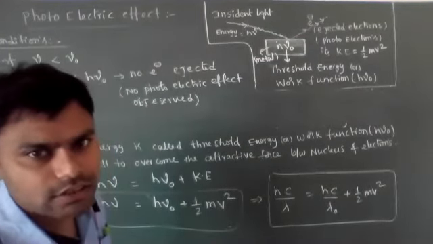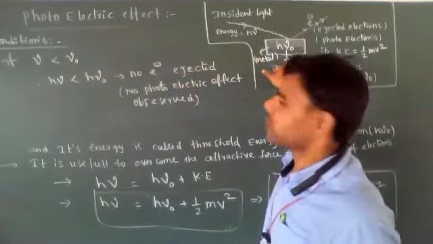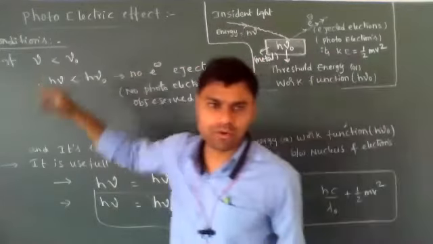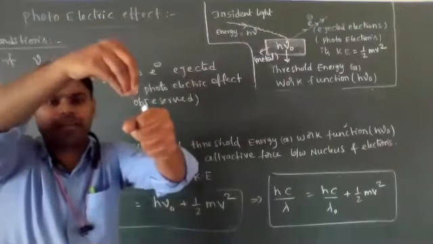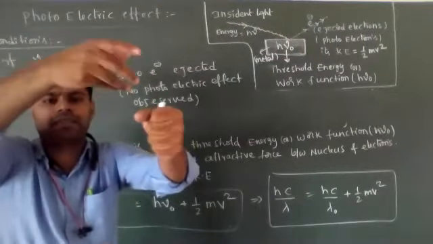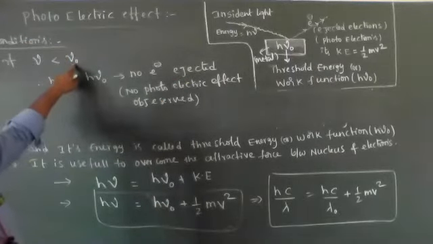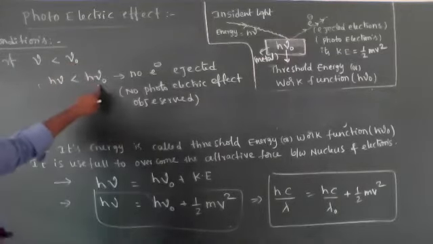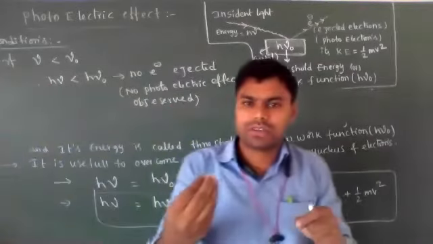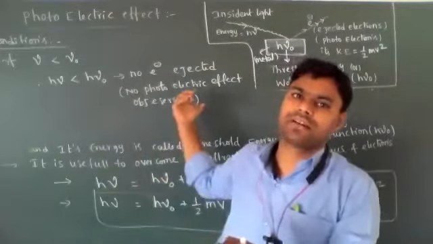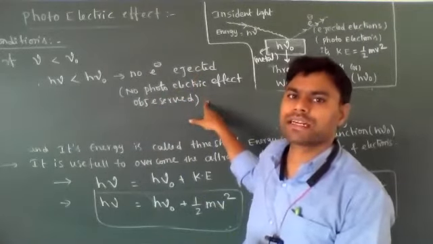See the first condition: the threshold frequency of the metal surface is more. For example, I hold this chalk very tightly and I use a small amount of energy to remove this chalk. Then what happens? I can't remove this chalk. That's why the threshold frequency or threshold energy is more. When compared to the incident light, that light energy is not sufficient to remove the electron. That's why no electrons are ejected, so no photoelectric effect is observed.